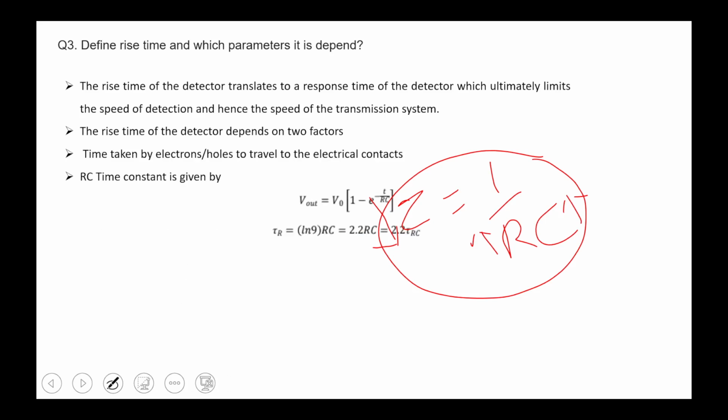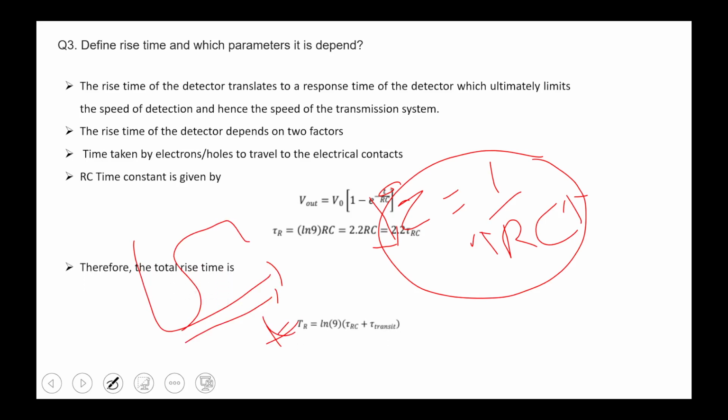So V naught equals V naught (1 minus e to the power minus t upon RC); this is the equation to calculate the output voltage. So rise time equals ln 9 times RC, or 2.2 RC, where we have taken the log value of that. And we have to define the standard T, time taken by the photodetector to respond and saturate. So this is the total rise time: T RC plus T transit.